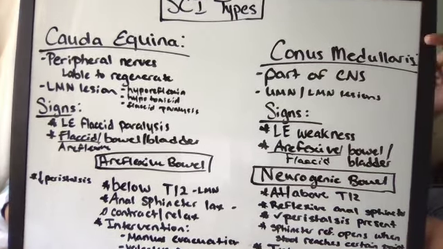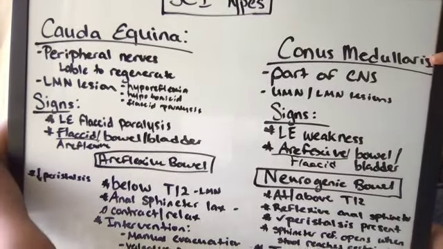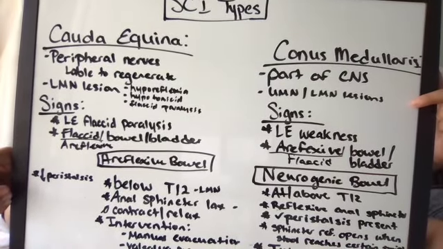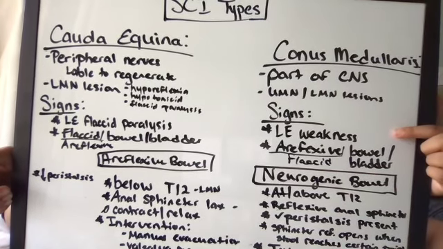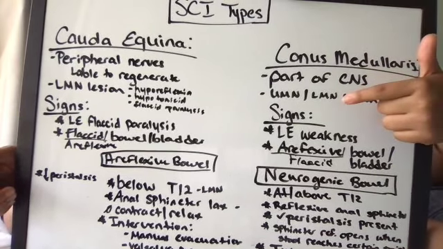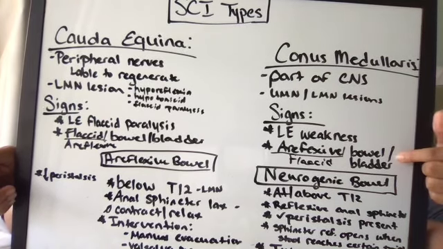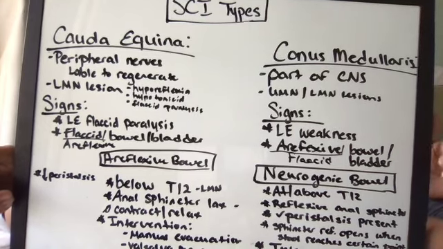And then over here, we have the Conus Medullaris. So again, it's a part of the central nervous system. It is a combination of upper motor neuron and lower motor neuron lesion. For the signs, the lower extremities are less affected. They're not going to be flaccid because it's not fully a lower motor neuron usually. So you'll just see weakness. You'll still have that areflexive or flaccid bowel and bladder. And then pretty much that's it.